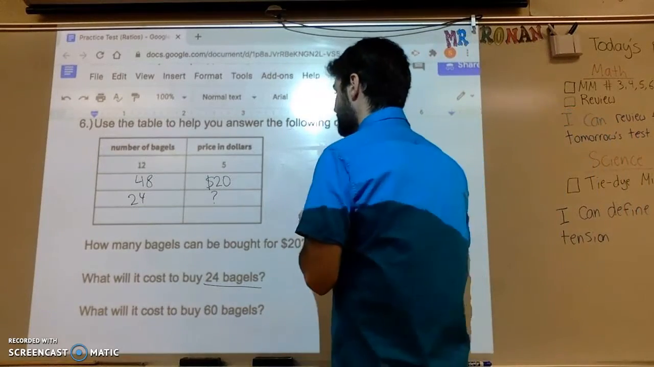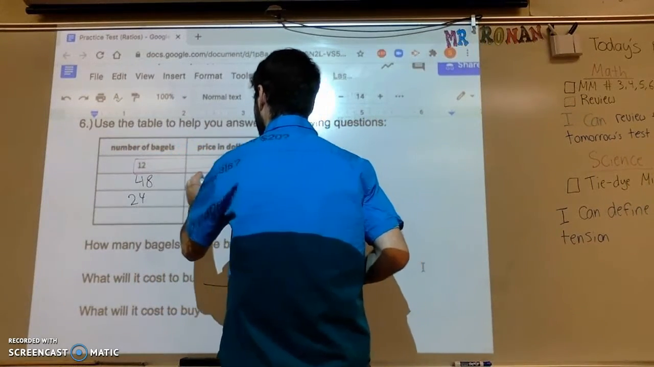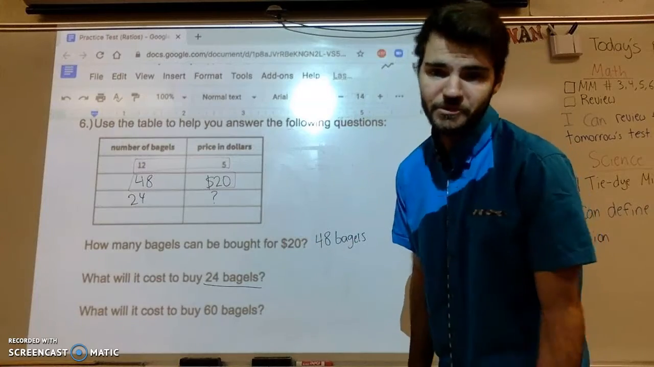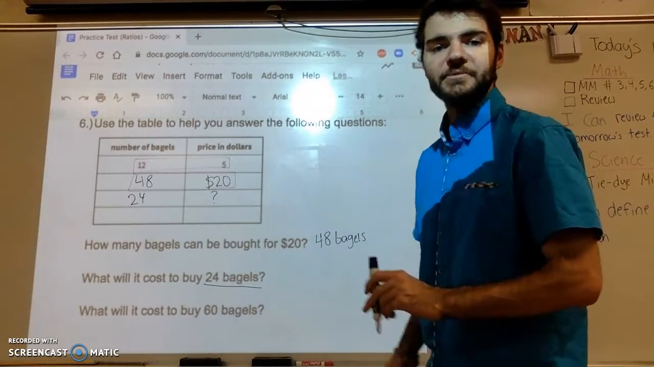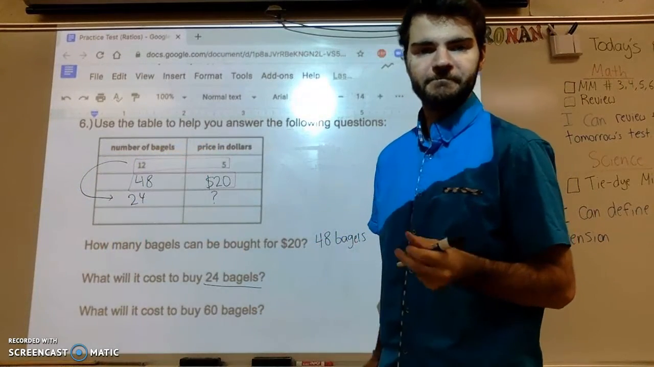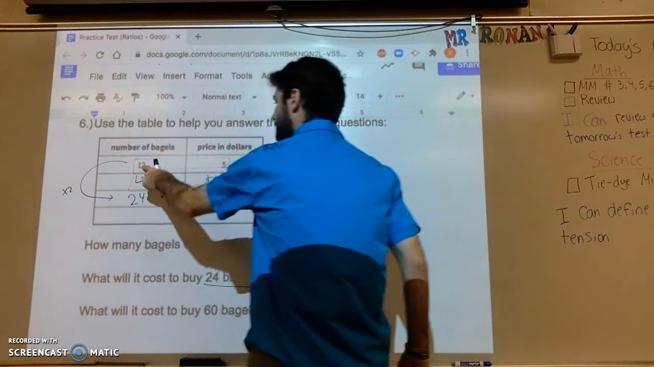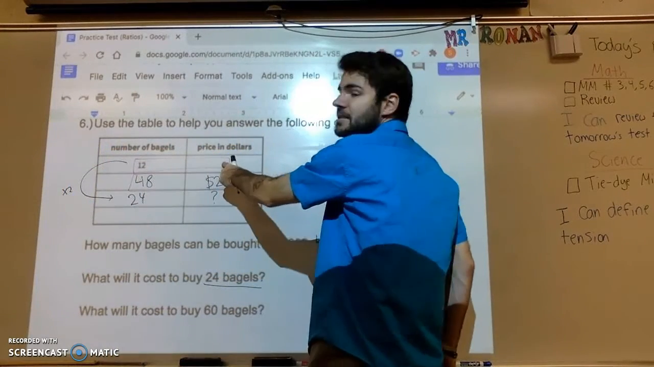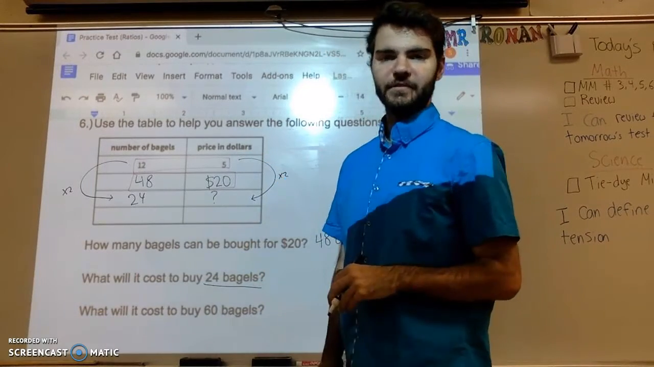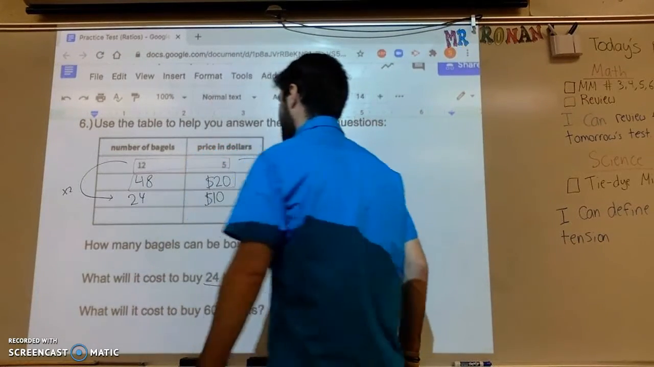I can either use this ratio right here, 12 bagels is $5, or I could use this second ratio that we just came up with, which was 48 bagels is $20. I'll use one and then I'll use the other one to check my answer. So we'll start with 12. Now I want to take a look at what I did to 12 bagels to end up with 24 bagels. I doubled it. I multiplied 12 by 2 to get to 24. So times 2. If I multiplied 12 bagels by 2, I have to multiply the price of 12 bagels by 2 as well, which was $5. So $5 times 2 is 10. So that means that 24 bagels is $10.